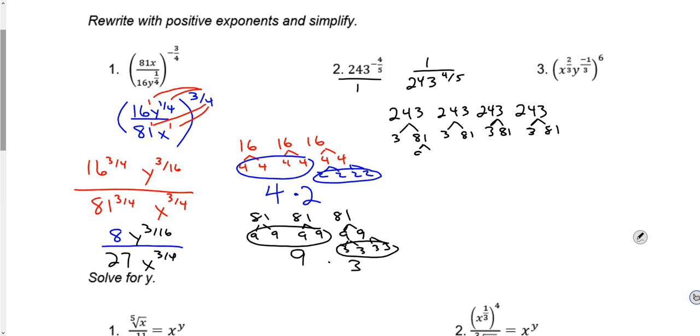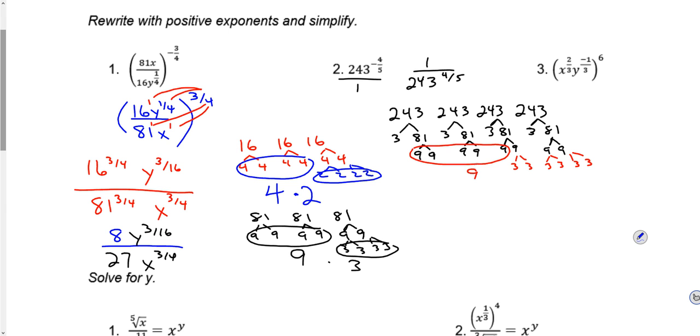So 81 is 9 times 9, 9 times 9, 9 times 9. Can I take anything out now? What can I take out? So we're doing them in groups of 5, so that means right here I can take out a single 9. Now I have a bunch of 3s right here, but I don't have enough to take them out, so I got to break these 9s down some more. So I got 3 times 3 here, 3 times 3, 3 times 3.